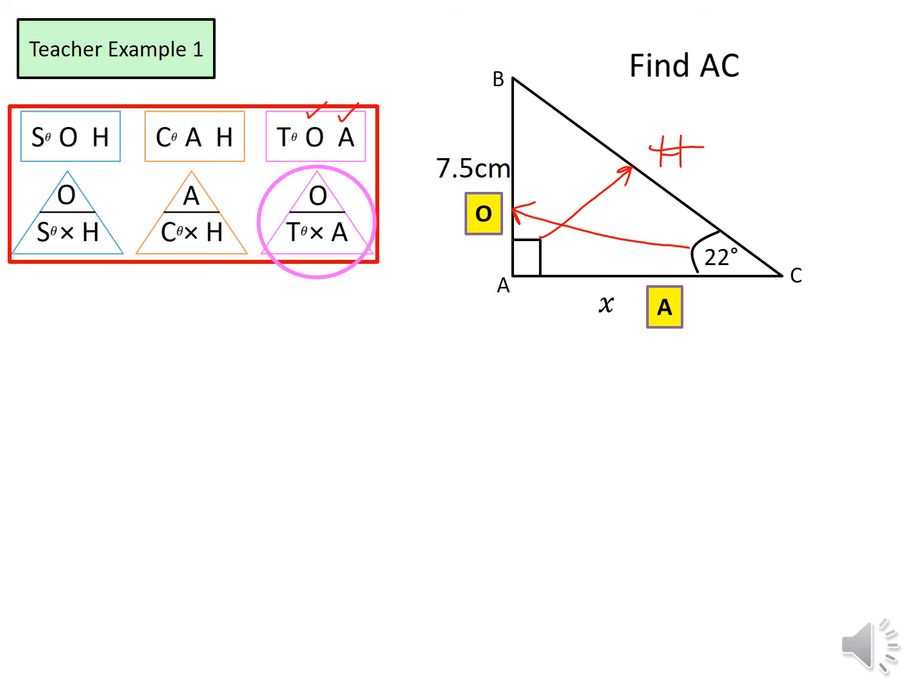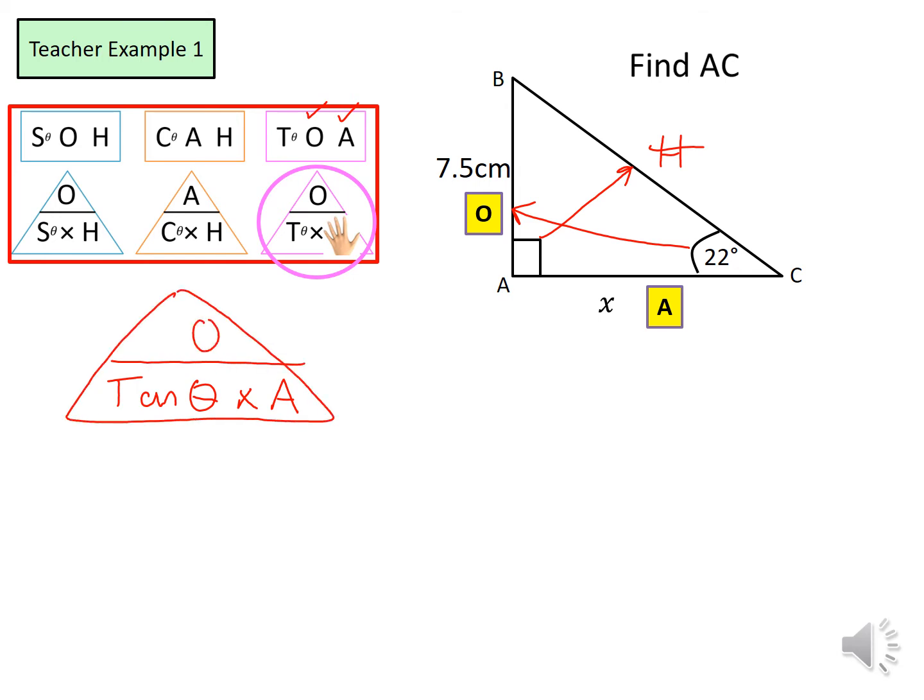Okay, so we need to cover up the one with the X value missing, which is my adjacent. So what you would have written is tan theta or angle times my adjacent over the opposite. Make a triangle out of it. You're going to cover up the one you're trying to find out, so you cover and shade in the adjacent. So you're left over with opposite over tan theta or angle.